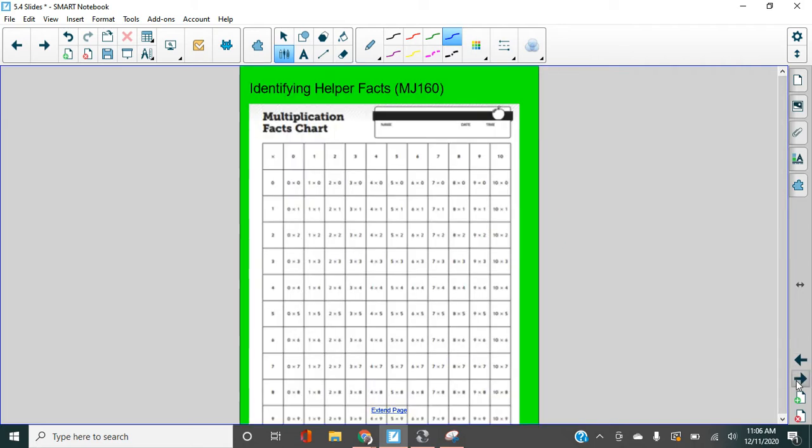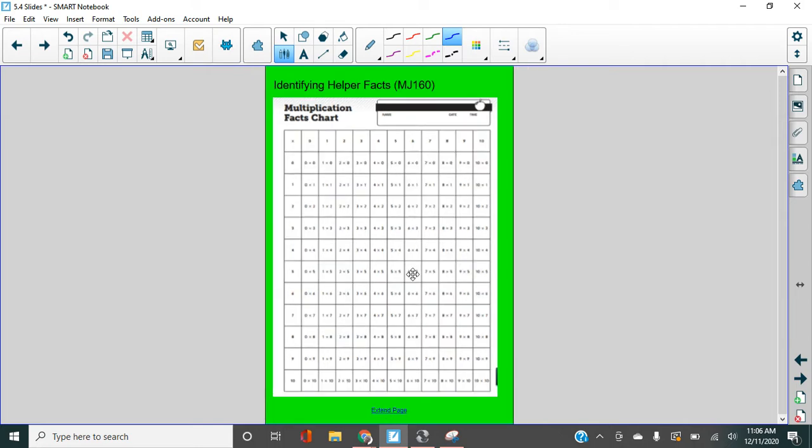All right, I want you to open your math journal to page 160, where you see a multiplication facts chart like this. All right, I'm going to show you how this looks like a lot, doesn't it? Right? And I don't even have it all on the screen. Now I do. Right? This looks like a lot. Like I have to learn all of this, but you're going to be surprised because we're going to get rid of some of these numbers.